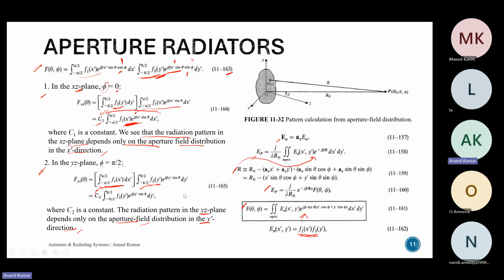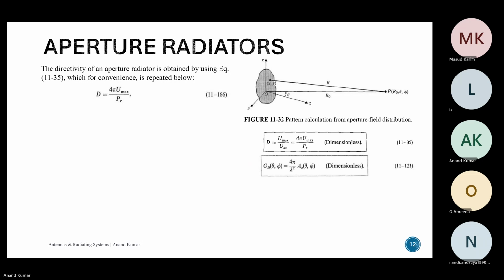Okay, we'll continue. So now we have the pattern distribution with us, the pattern function, and next we can calculate the directivity of the aperture radiator. In the initial classes we had derived these expressions for the directivity and the directive gain.